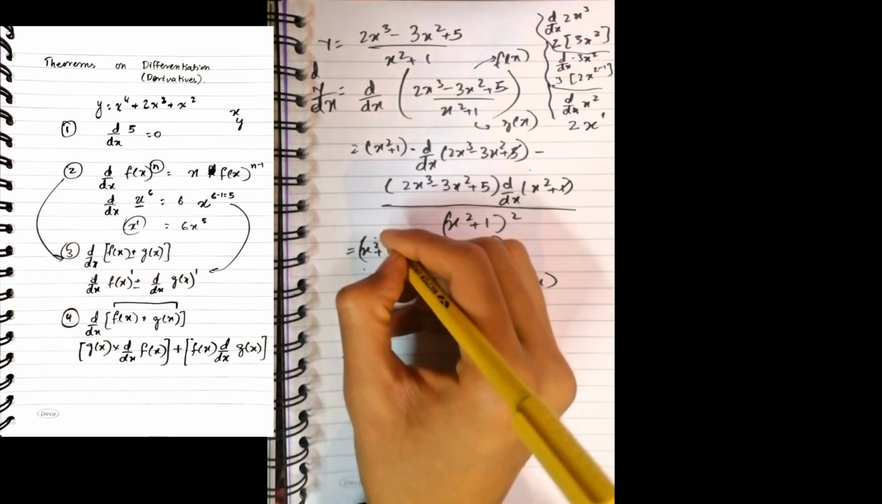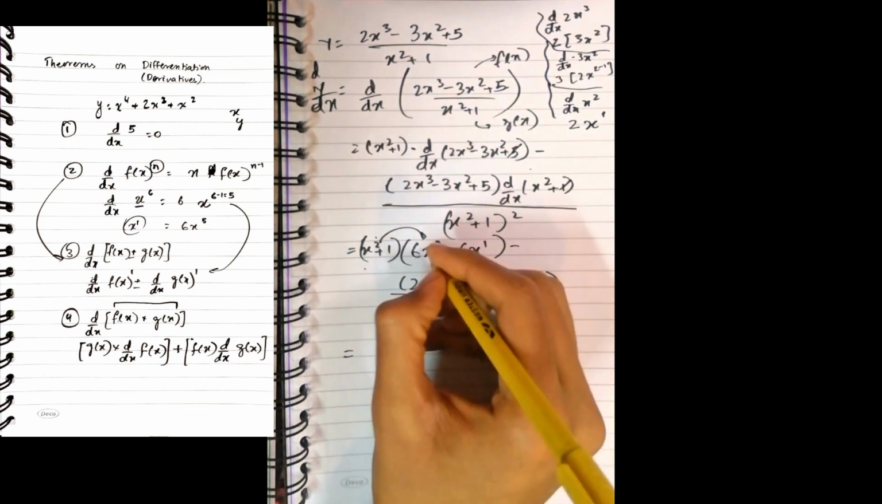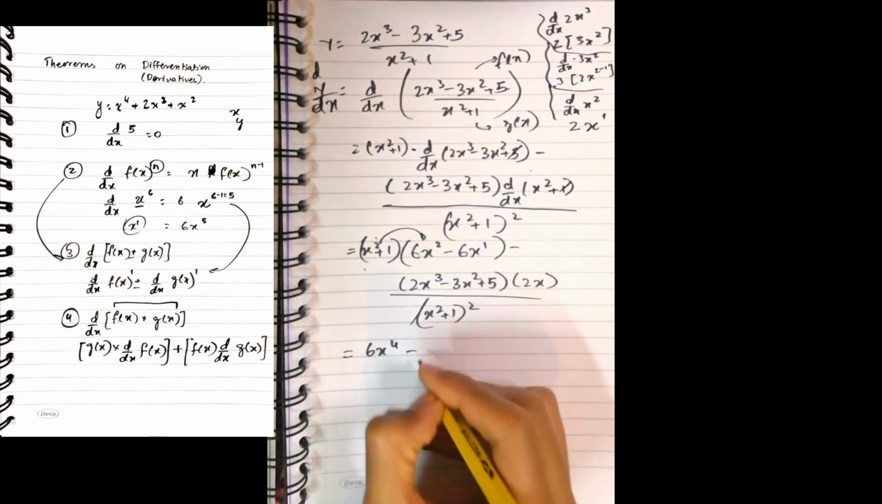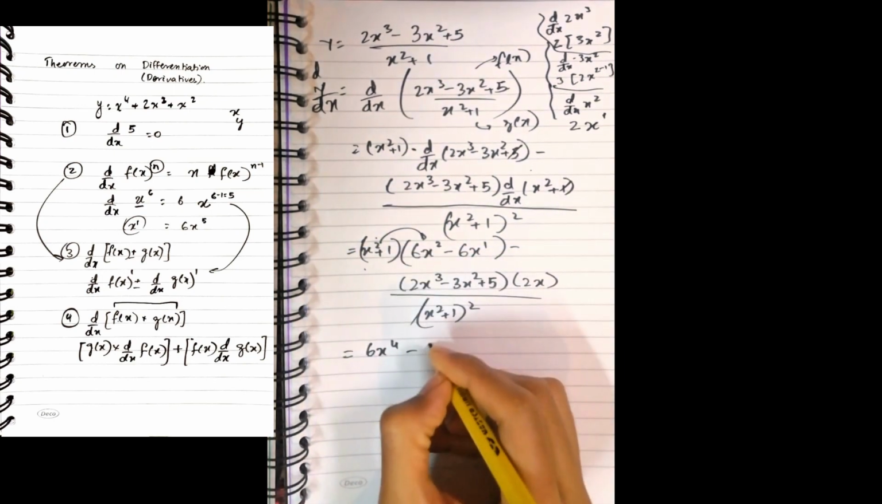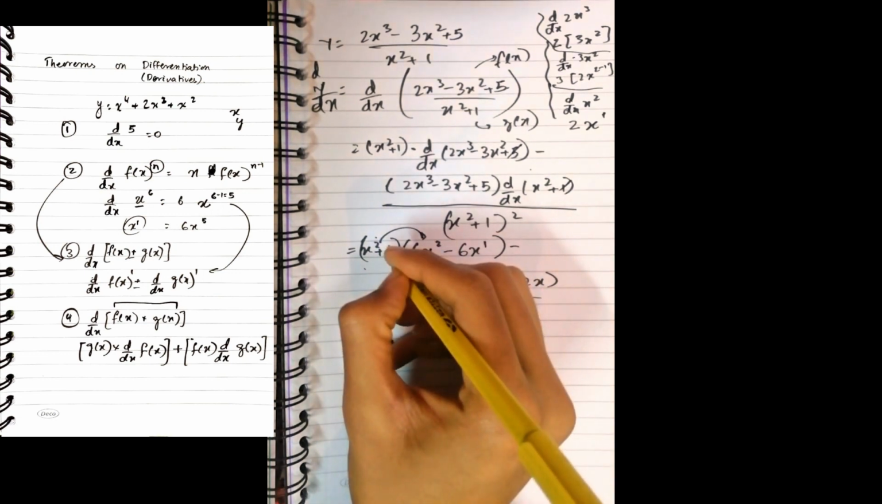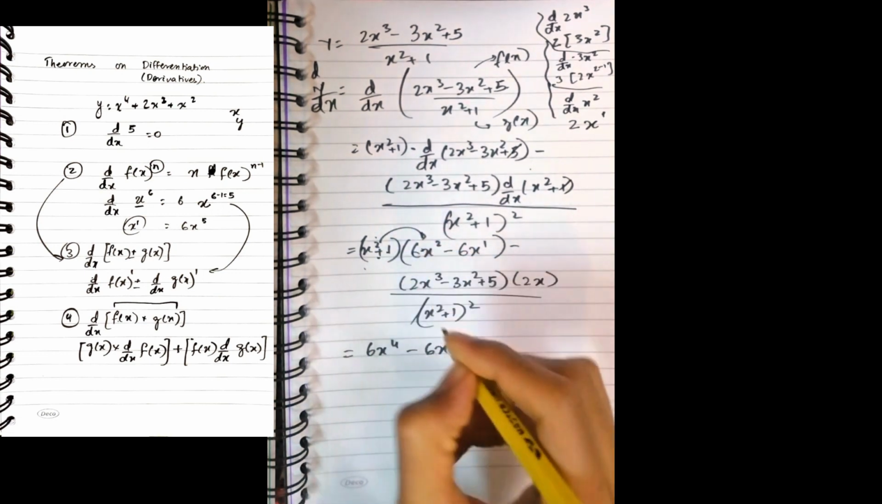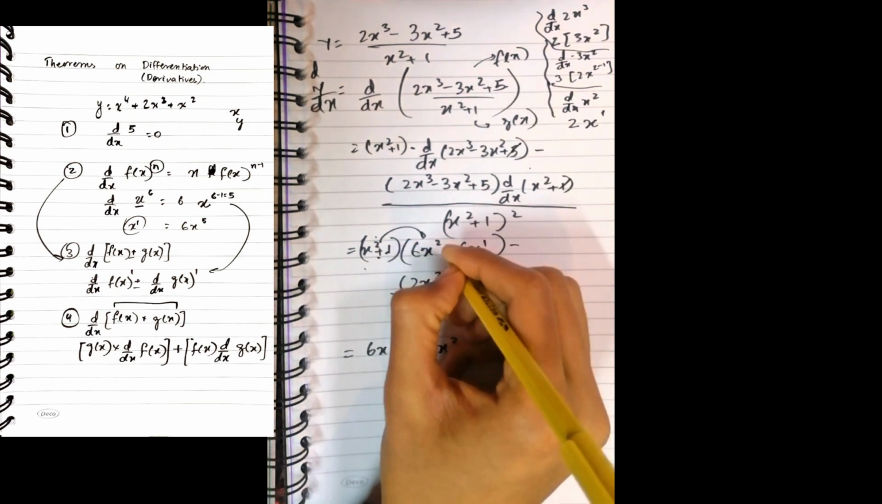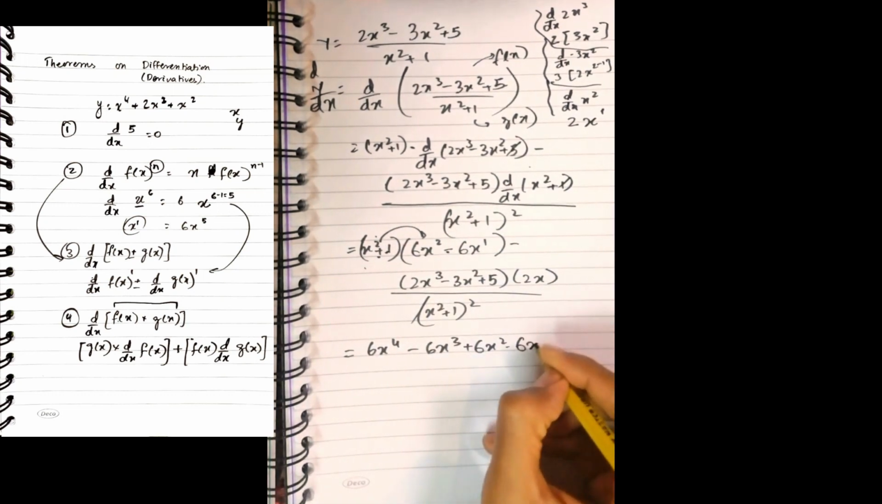Now we can actually multiply all of these terms inside. So 6x squared multiplied by x squared is 6x to the 4, minus 6x multiplied by x cubed is 6x cubed. Then the 1 with a positive sign is multiplied by 6x squared, so that is 6x squared. Then the 1 is multiplied by negative 6x, so that gives us negative 6x.